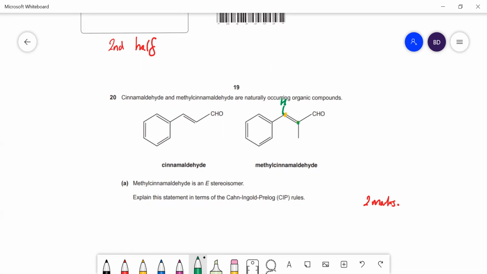So which is the highest priority group attached? Let's do this green carbon here first of all. Which is the highest priority group? Well, we've got a methyl there and we've got an aldehyde there. The aldehyde is going to be the highest priority because it's a higher molecular weight. So this is the high priority group there. And on this carbon, which I'll color in blue, we've got a hydrogen atom and a benzene ring. The benzene ring is obviously much bigger, so that's the high priority. So we've got the two high priority groups, the benzene ring and the aldehyde, on opposite sides, so that means it is the E isomer.